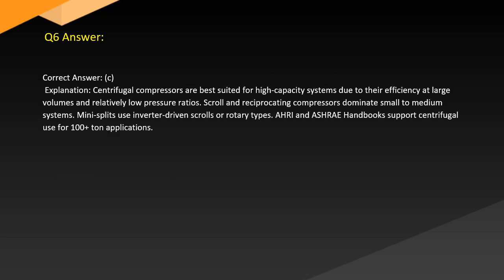Answer. Correct answer: C. Explanation. Centrifugal compressors are best suited for high-capacity systems due to their efficiency at large volumes and relatively low pressure ratios. Scroll and reciprocating compressors dominate small to medium systems. Mini-splits use inverter-driven scroll or rotary types. The ASHRAE Handbook supports centrifugal use for 100-plus ton applications.